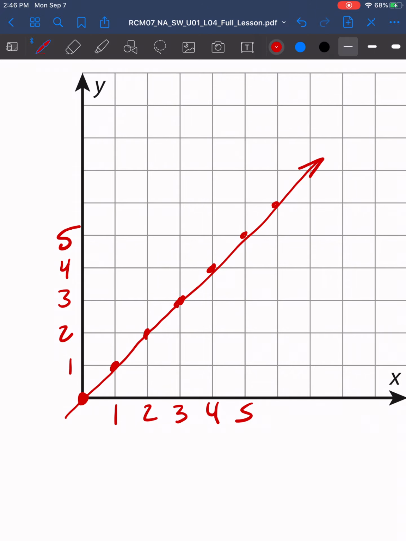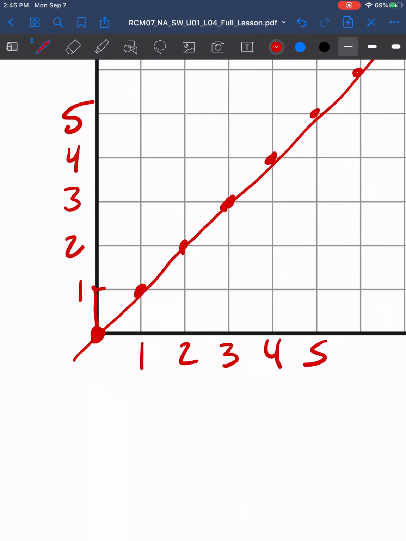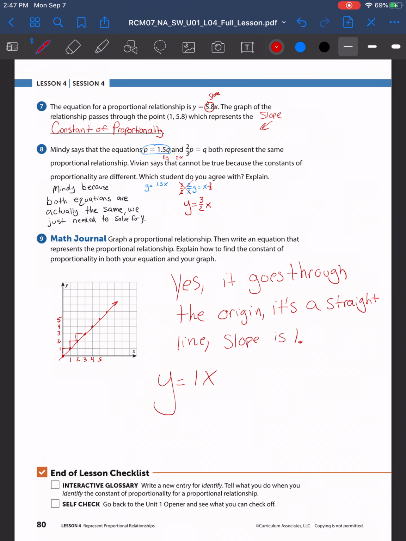Okay, is this a proportional relationship? Yes. It goes through the origin. It's a straight line. What is the slope? The slope is up 1 over 1, up 1 over 1, up 1 over 1. Slope is 1, and now let's go find an equation. An equation would be y equals 1x. Super, super easy. It's just because I really don't want to spend any more time doing this.